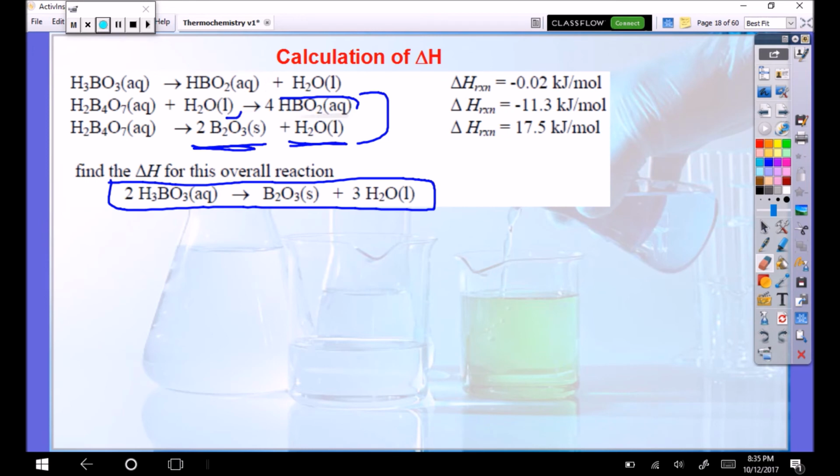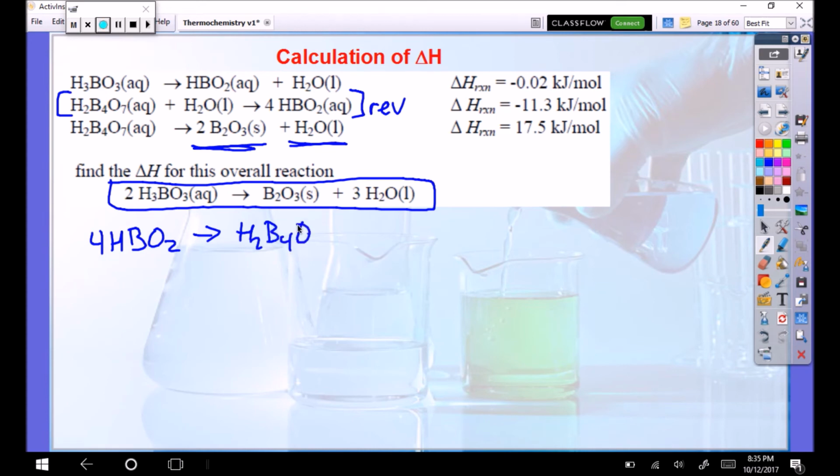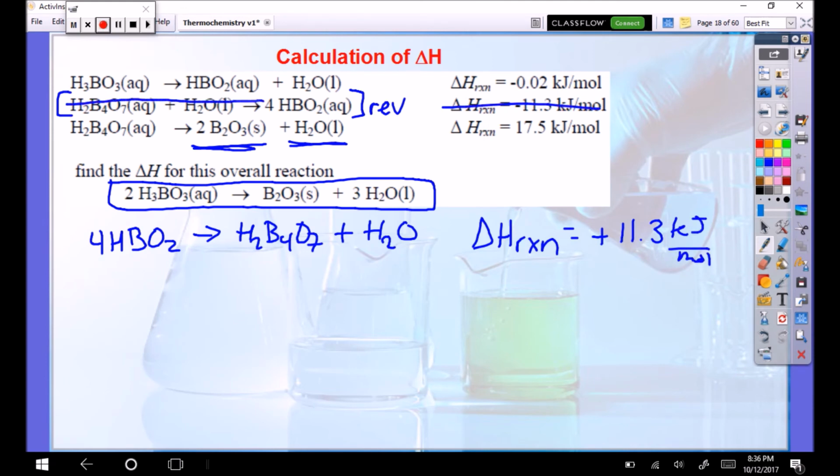So for the things that are already in the right spot, I probably don't want to reverse them, but I do see that this reaction here is on the wrong side, so let's reverse it. Let's see where that goes. We get 4HBO2, and that gives us this plus our water. Now, if we reversed our delta H reaction, what happens to our value? It becomes positive 11.3. Good, 11.3 kilojoules per mole. And I like to cross it out once I've manipulated it, just so I keep track.